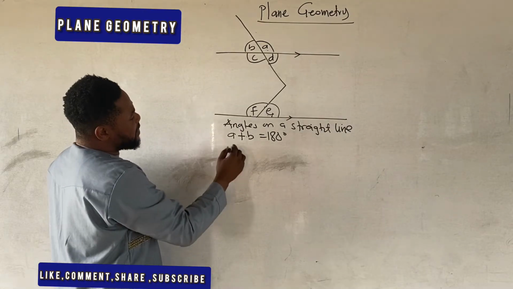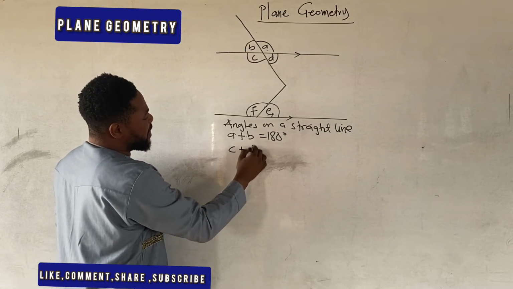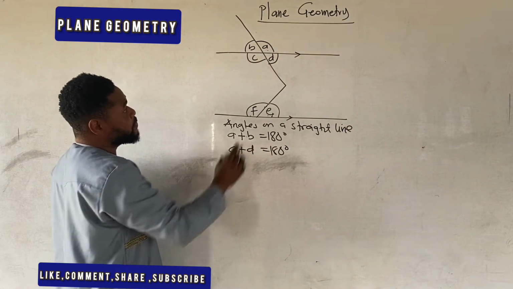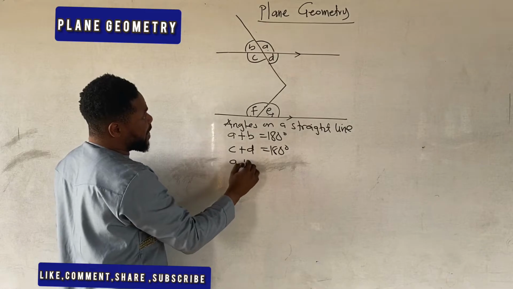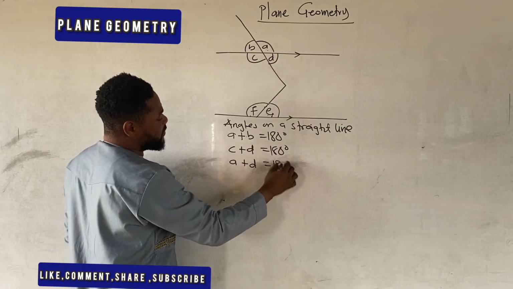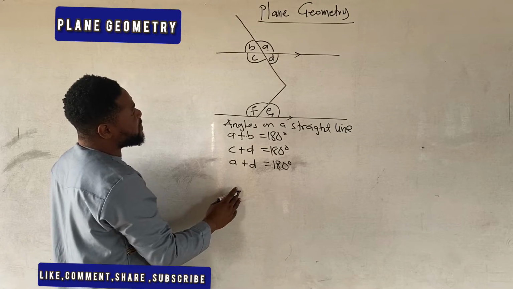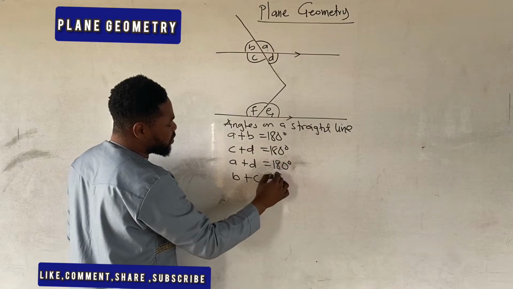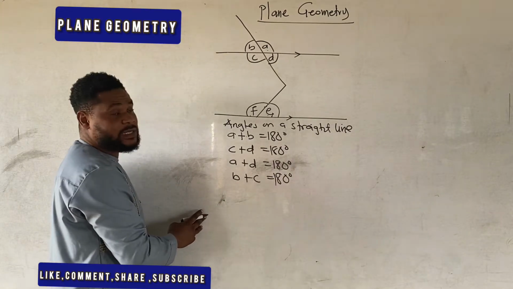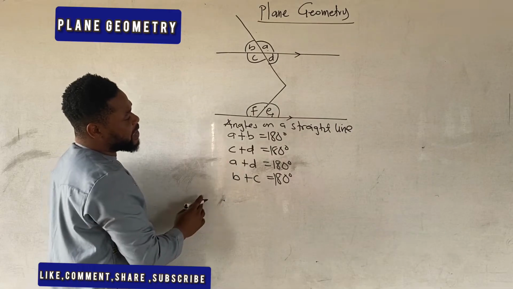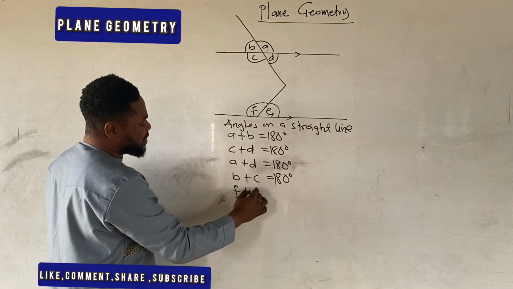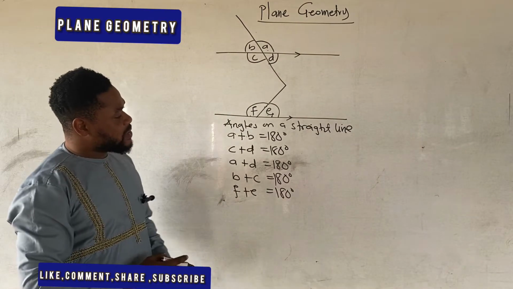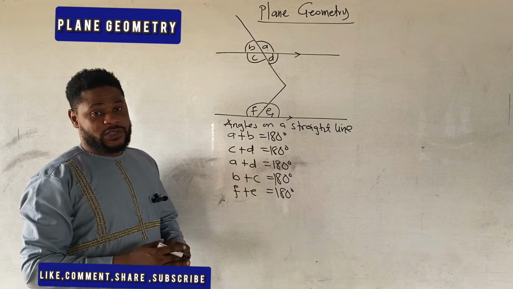We can also say that angle C plus angle D should also be equal to 180 degrees, as you can see here. So angle A plus angle D should also give us 180. And we can also say that angle B plus angle C should also be equal to 180 degrees. We can also look at F and E. So angle F plus angle E should also give us 180 degrees. And all these angles here, we call angles on a straight line.